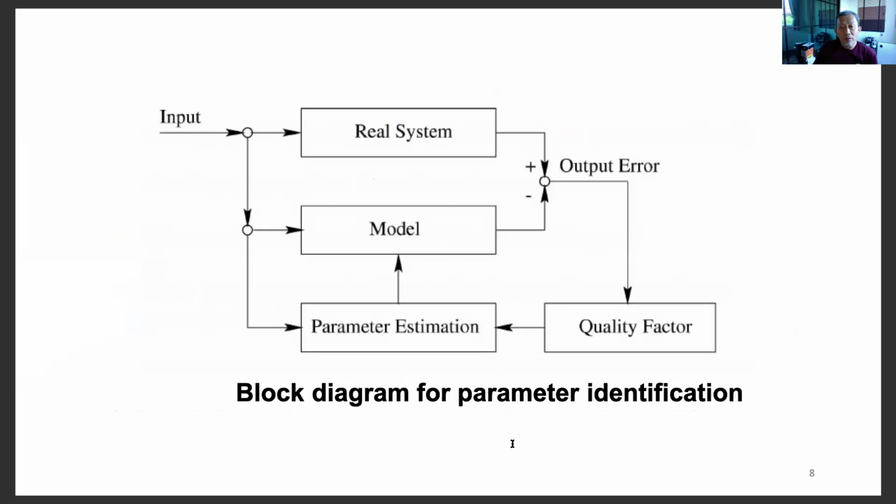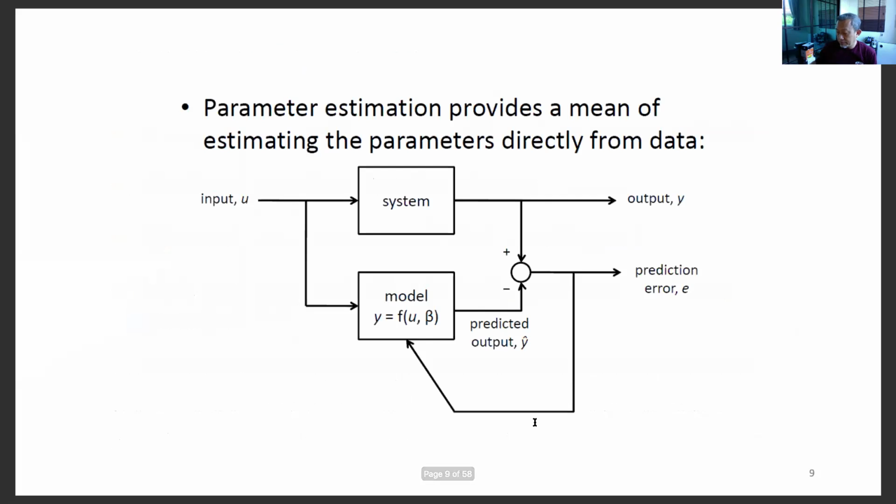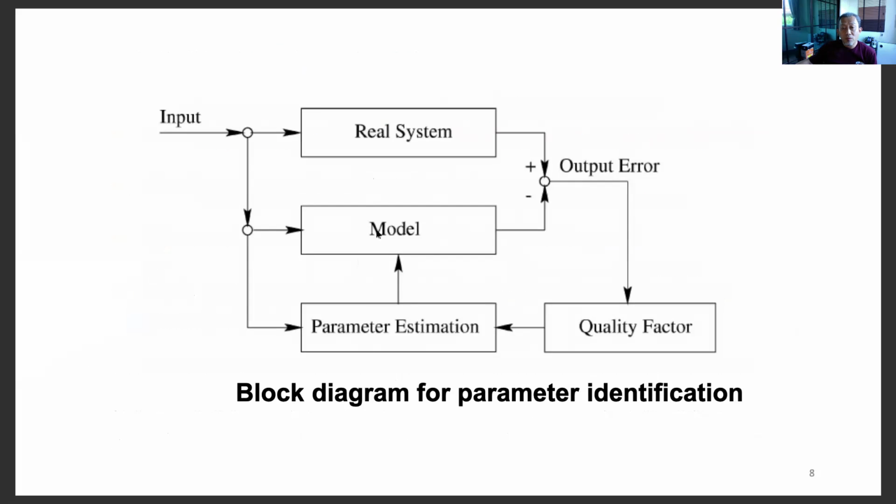It will be here, the model that we are going to estimate. This is the model that we're going to estimate, and we will compare it with the real system, for example the DC motor just now. Then we will give the input to the real system and the same input to the model. So this one is the experimental part.